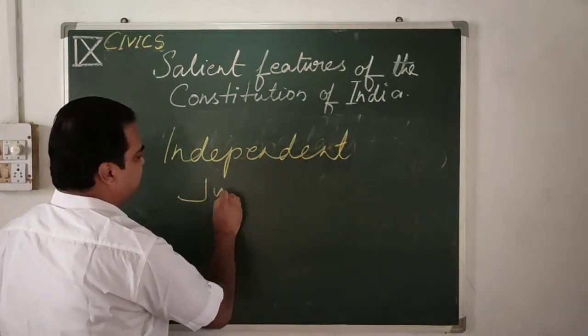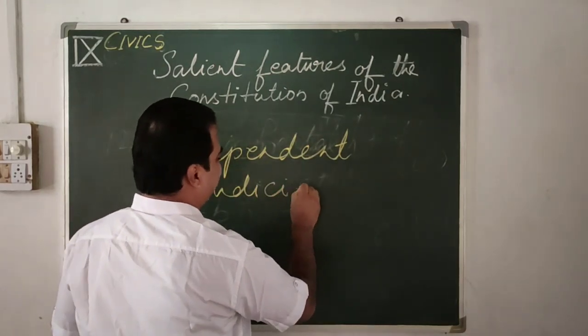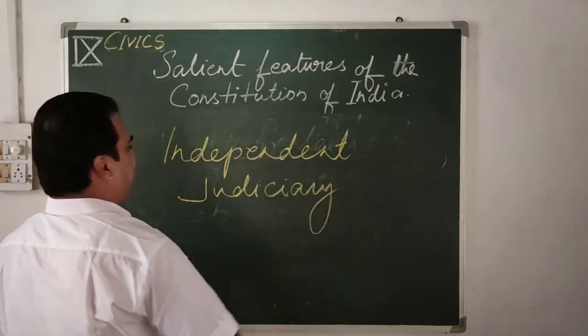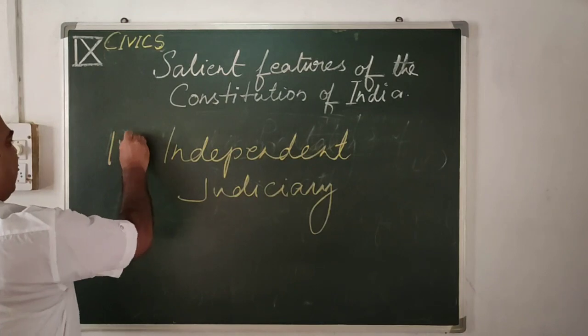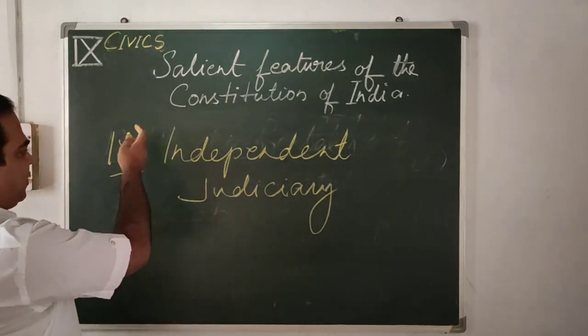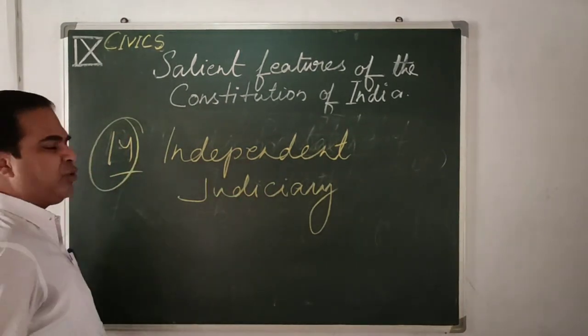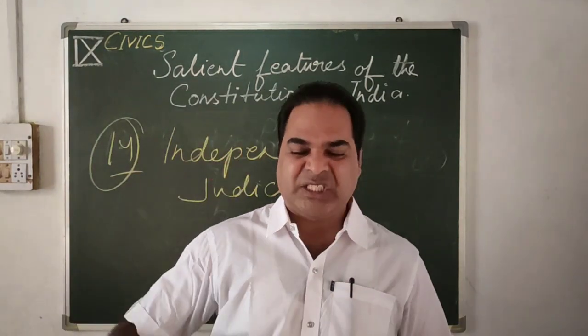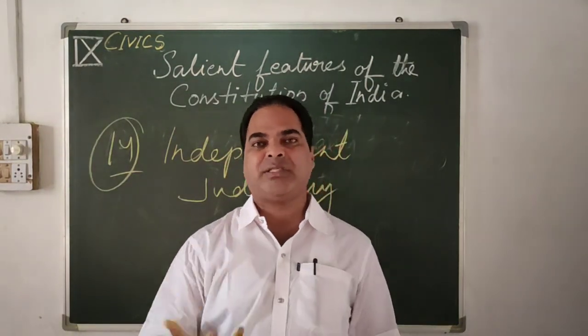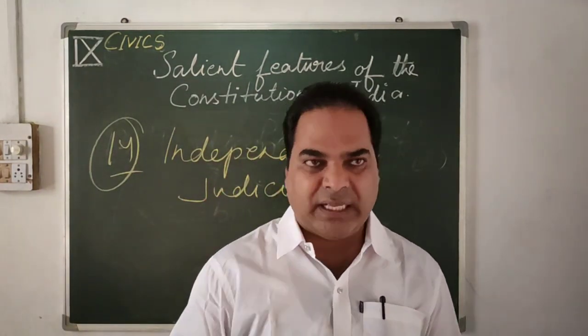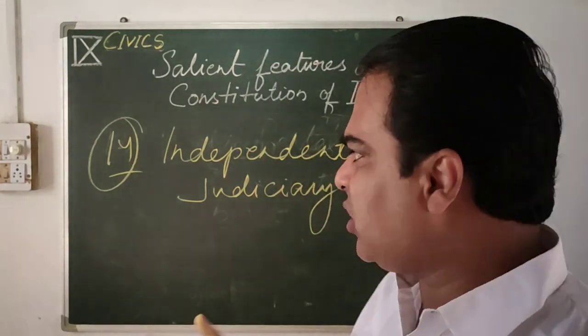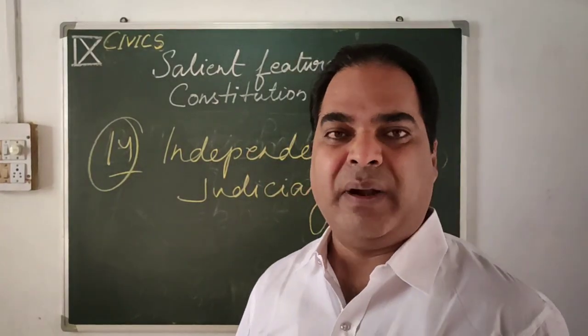Independent judiciary. Point number 14, I think so. I forgot it. So which number? So independent judiciary. Our judicial system. You know that the three organs of the government: legislature, executive, and judiciary. And judiciary has been made independent in our country.